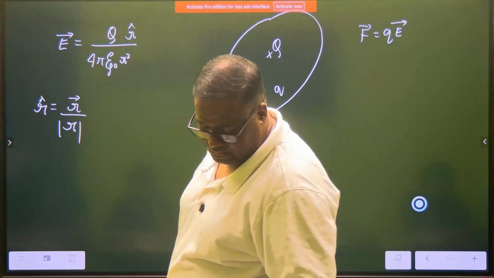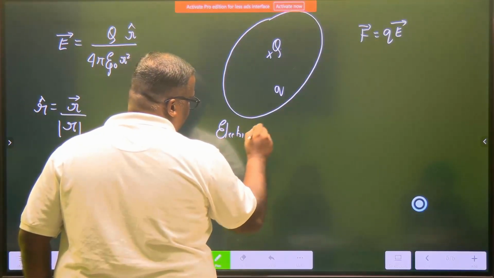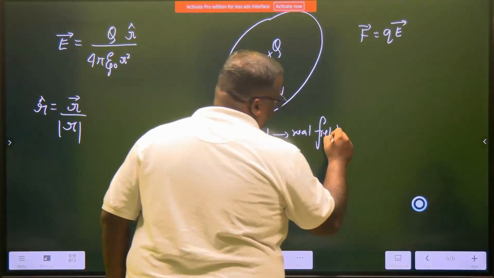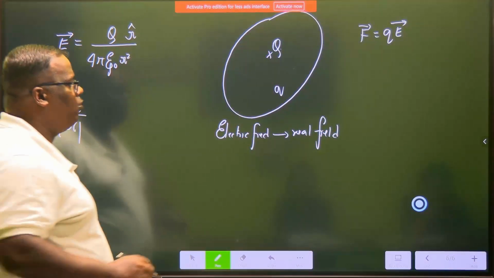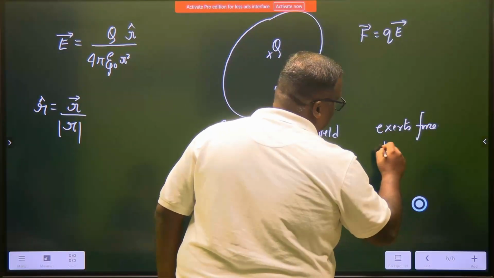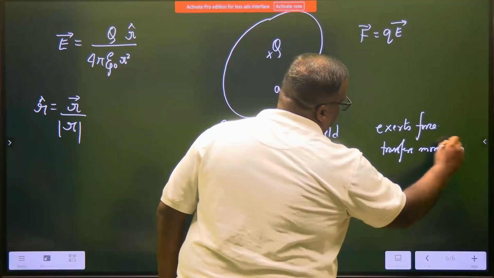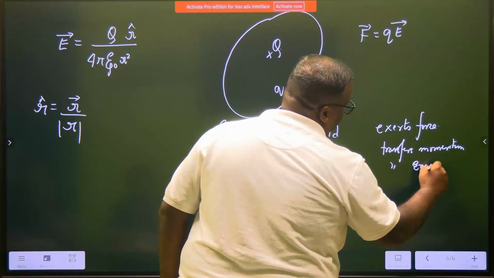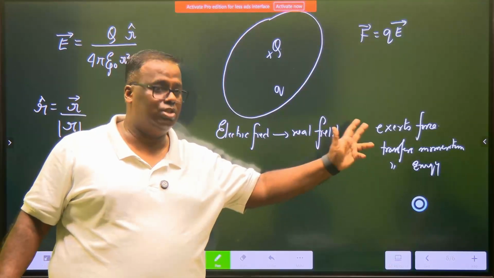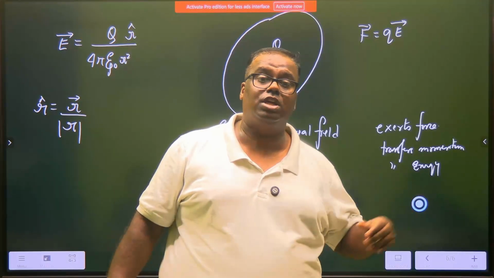Now, this is still the concept of electric field, and this field is called a real field. It's real. You can't see it, but it is real. Why? Number one, it exerts force, right? It transfers momentum and can also transfer energy. Therefore, it's a real field, right? Keep this in mind, these three things. An electric field exerts force, an electric field can transfer energy, and an electric field can also transfer momentum.